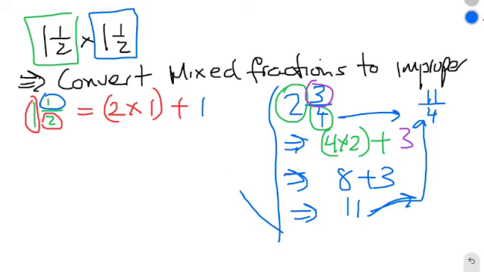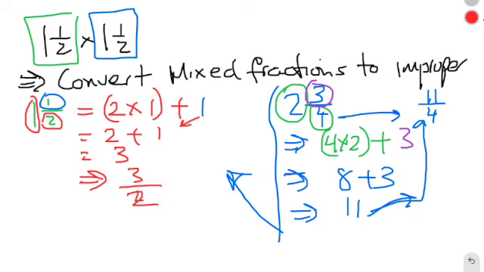So let's continue on with this side now. So what we want to say is now 2 plus 1, and then the answer is 3. So now this fraction becomes 3 over 2, because we keep the 2 in the denominator. Okay, I hope that makes sense. Let's just do another example problem.